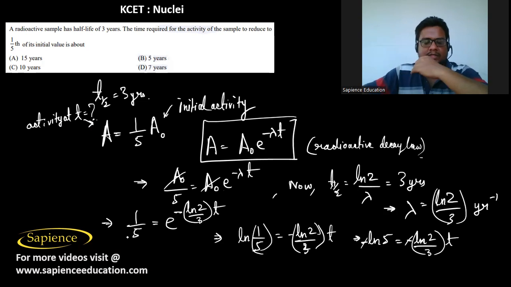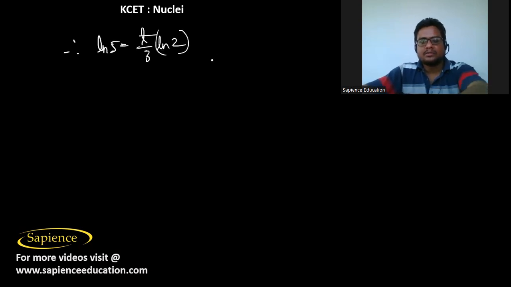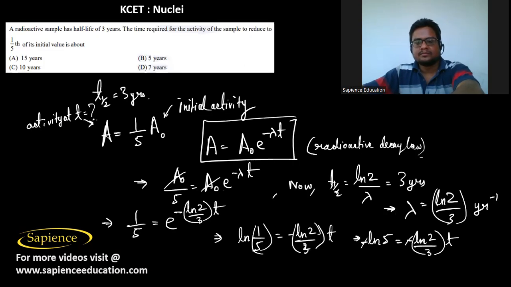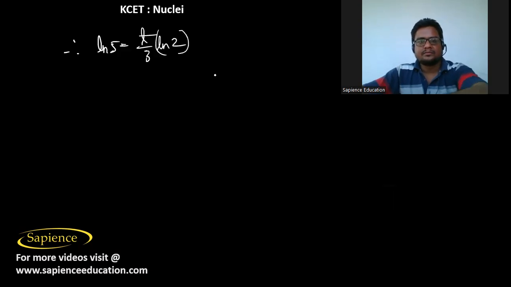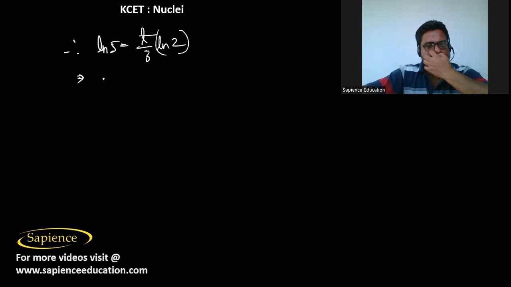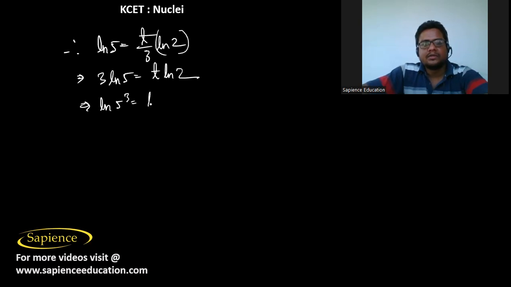So from here, this is ln. Therefore we got ln 5 equals t by 3 into ln 2. So we can say 3 ln 5 equals t ln 2. Therefore ln 5 power 3 equals ln 2 power t, so 2 power t equals 5 cubed, which is 125.